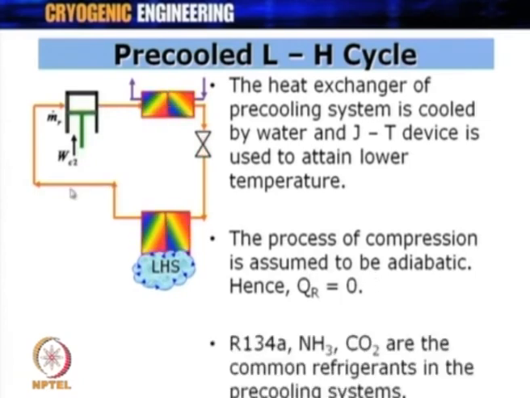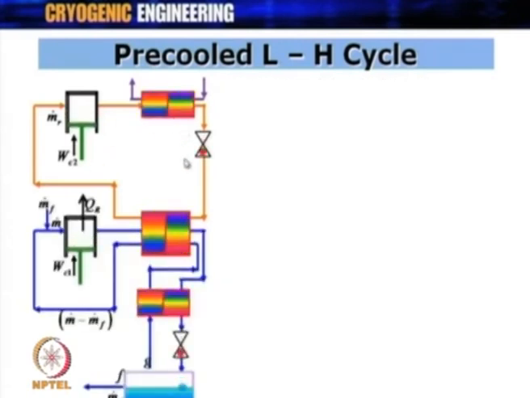What could these precoolants be? These precoolants are basically refrigerants, and depending on your pre-cooling temperature, and depending on what you want to liquefy in the main circuit, we can have different refrigerants. R134A, ammonia, CO2, etc. are the common refrigerants in the pre-cooling systems. Now, depending on this refrigerant, one has to choose what kind of compressor, condenser, expander should be used, and depending on this refrigerant you will also get the pre-cooling temperature at this point. So, this is the whole arrangement with the pre-cooling circuit and Linde-Hampson cycle.